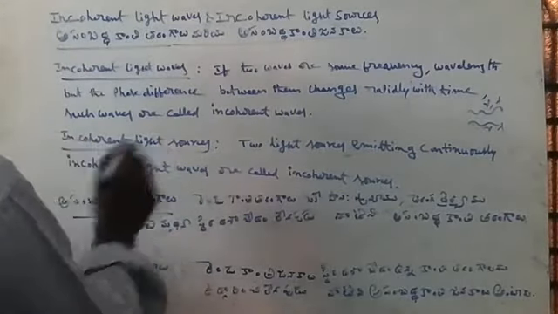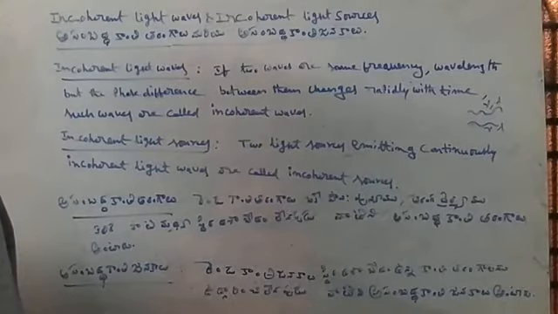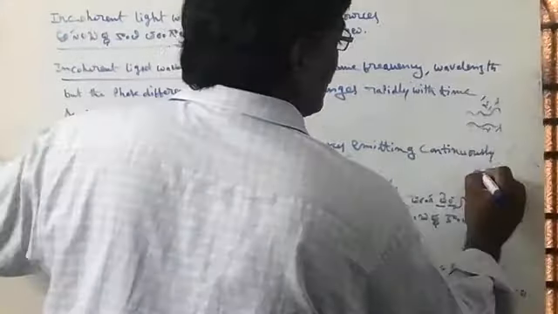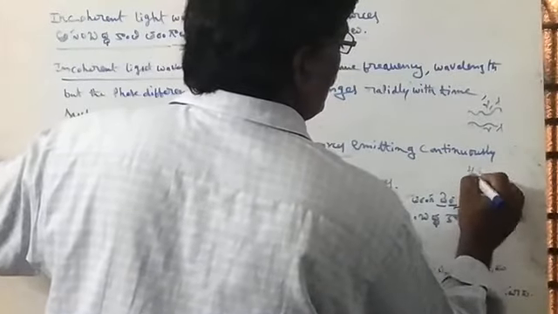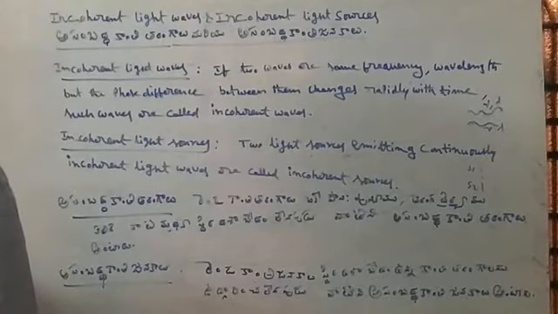Incoherent light sources. Two light sources emitting continuously incoherent light waves are called incoherent sources. Here S1 and S2 are two light sources emitting continuously incoherent light waves.